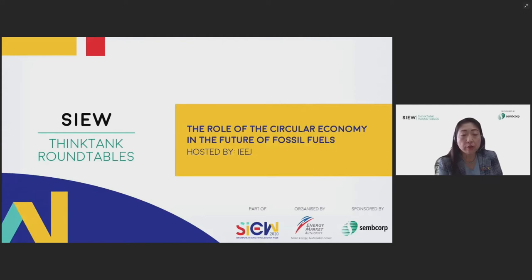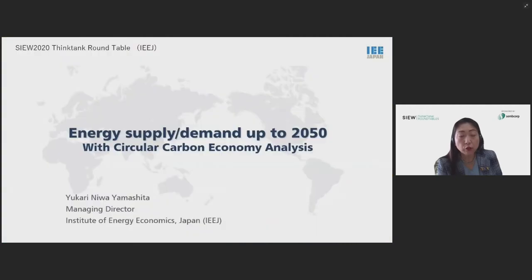This is the eighth time IEEJ participates in the SIEW Thinktank Roundtable. This year, we chose circular economy as our topic. My keynote presentation today will discuss more specifically circular carbon economy with our outlook towards 2050. I hope today's discussion will assist you in your business or policy making and carbon neutral lifestyles.